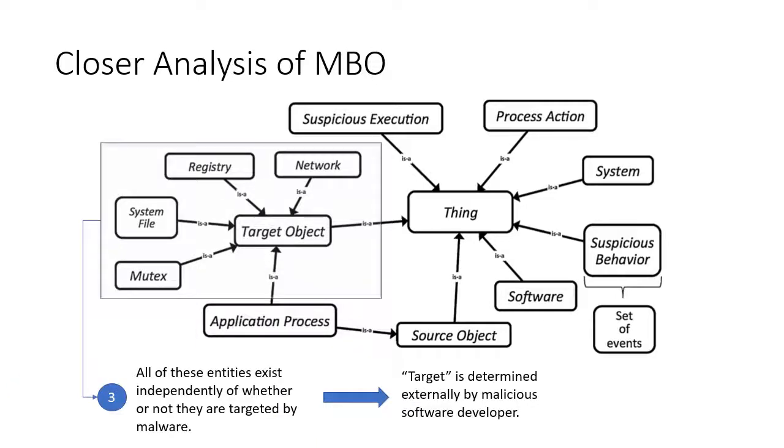So the third thing that I want you to notice in what I have highlighted here is that all of these terms exist independently of whether or not they're targeted by malware. So one thing that I realized upon analyzing this ontology is that target is something that is determined externally from whatever object is being targeted. In other words, target is being determined by the malware. So it suggests that it's something that's externally designated from the target object, and so it leads me to believe that target is actually a role.